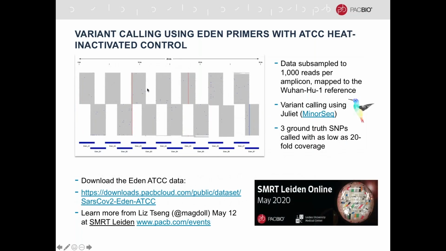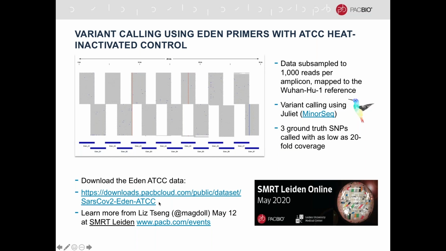So we did a little bit of analysis here. Once again, we downsampled to about 1,000 reads per amplicon, and once again, mapped the Washington control data to the Wuhan reference, and then analyzed it using our minor variant tool, Juliet. So once again, we are recovering the 3 ground truth SNPs. And a nice thing here is that you can actually download the subsample data set from the link here.